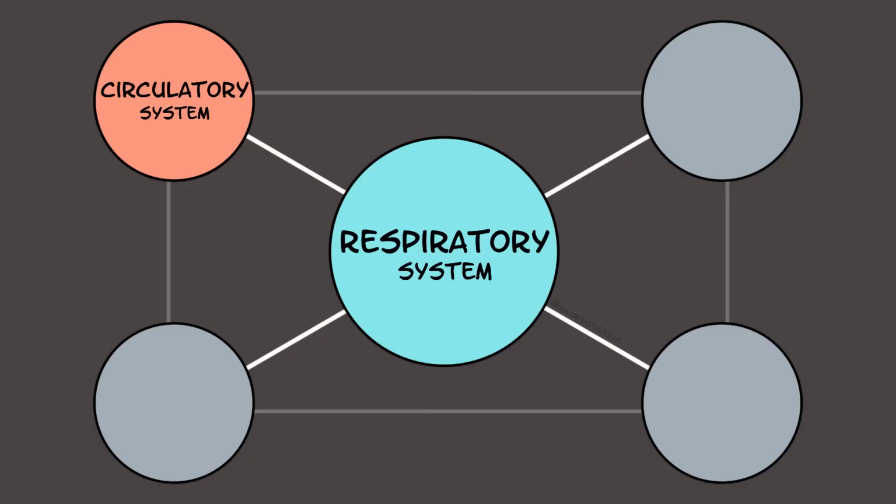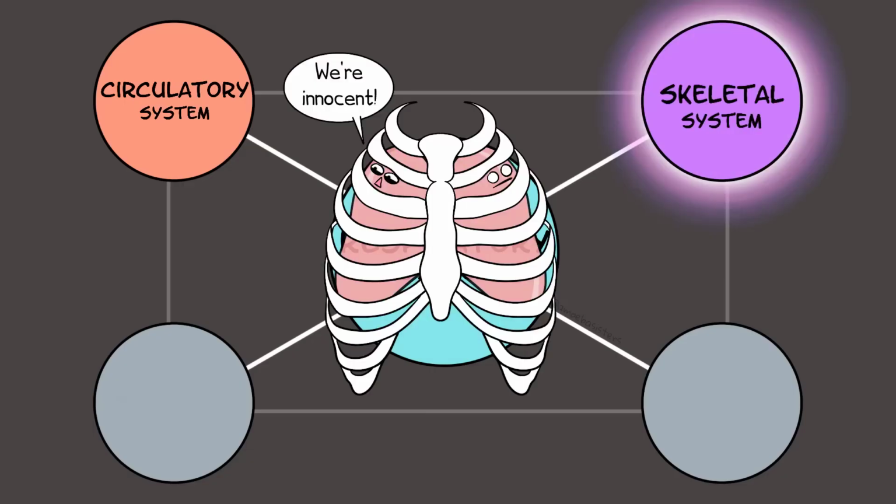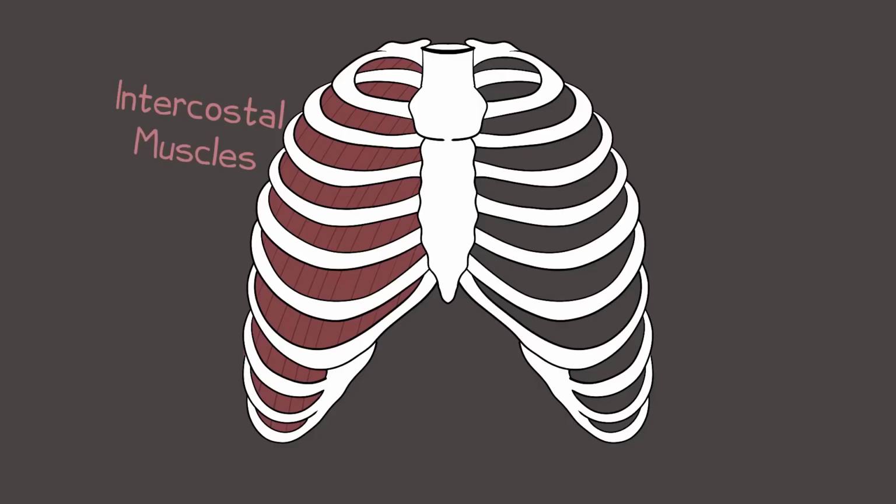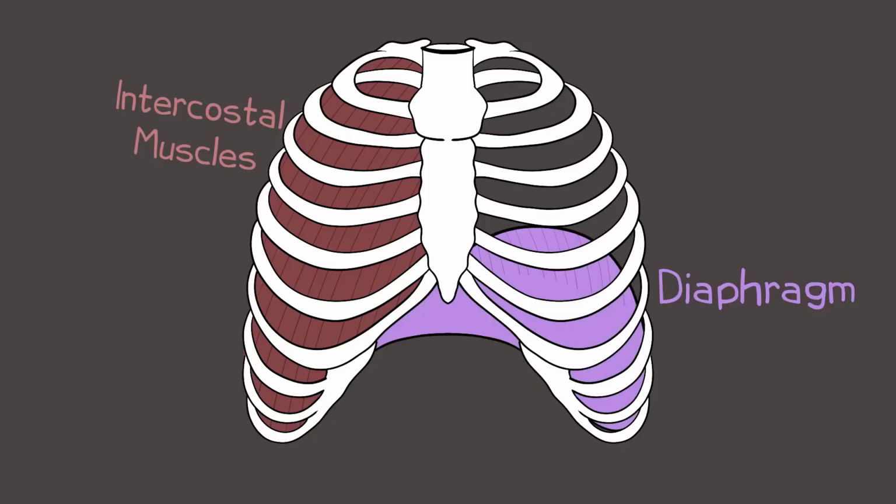Besides the circulatory system, there are other body systems working with this respiratory system. The skeletal system includes the ribs that protect the lungs like a cage around them. But muscles of the muscular system are involved too. Muscles involved in respiration include muscles between your ribs, called intercostal muscles. It includes a major muscle under your lungs called the diaphragm.